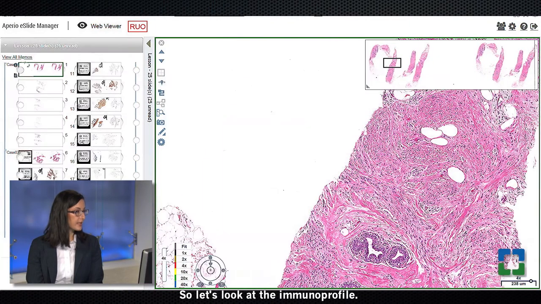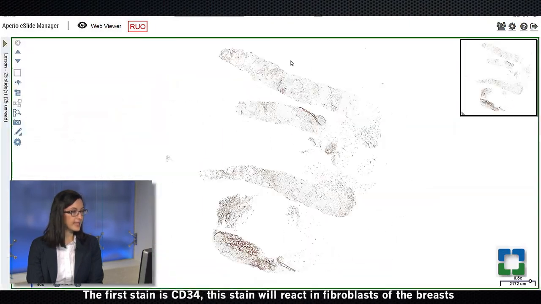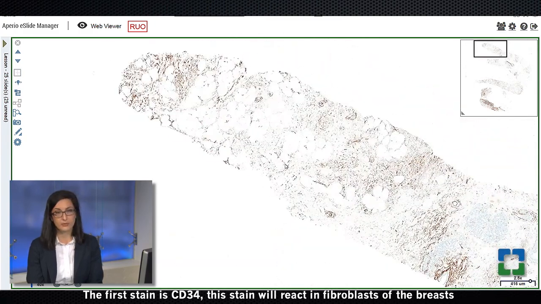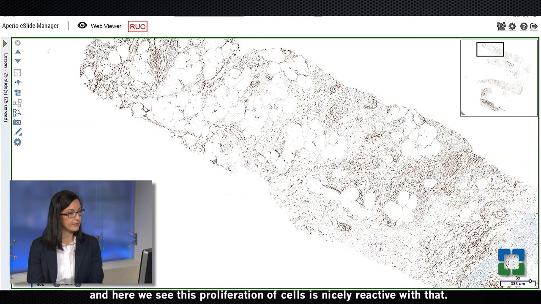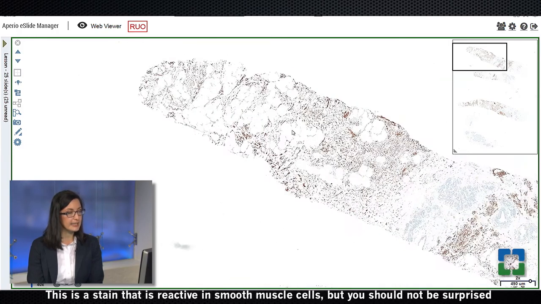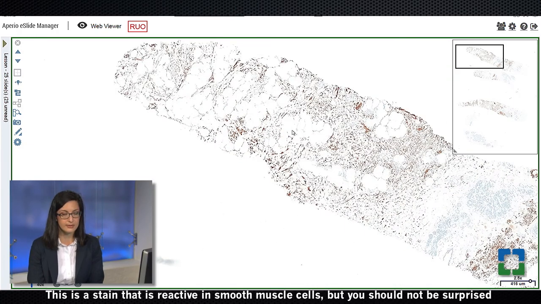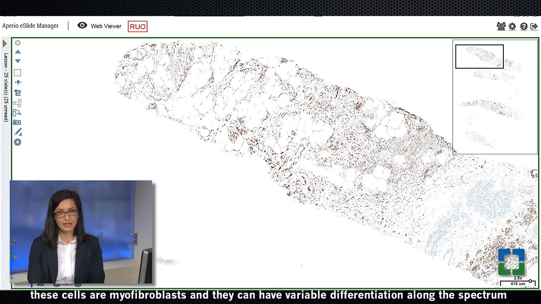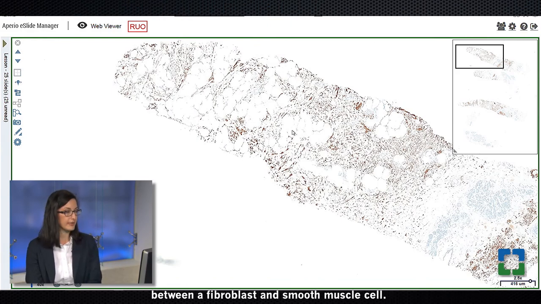So let's look at the immunoprofile. The first stain is CD34. This stain will react in fibroblasts of the breast, and here we see this proliferation of cells is nicely reactive with it. The second stain with very similar distribution is desmin. This is a stain that is reactive in smooth muscle cells. But you should not be surprised that there's a concomitant CD34 and desmin expression, because as the name implies, these cells are myofibroblasts, and they can have variable differentiation along the spectrum between fibroblast and smooth muscle cell.